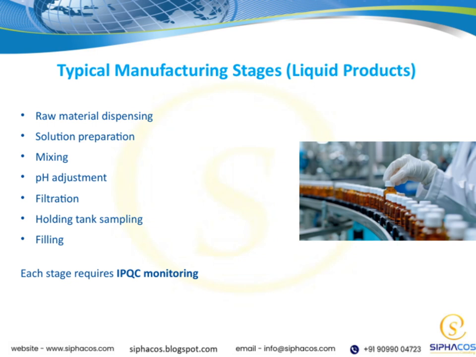Then, we proceed to filtration, which removes any impurities or particulates to ensure product clarity and quality. After filtration, we take samples from the holding tank to monitor the product's stability and quality before filling. Finally, the filling stage involves transferring the product into its final containers.